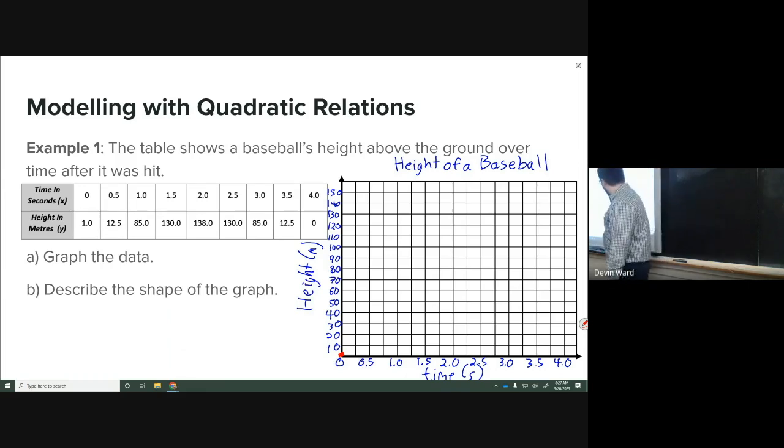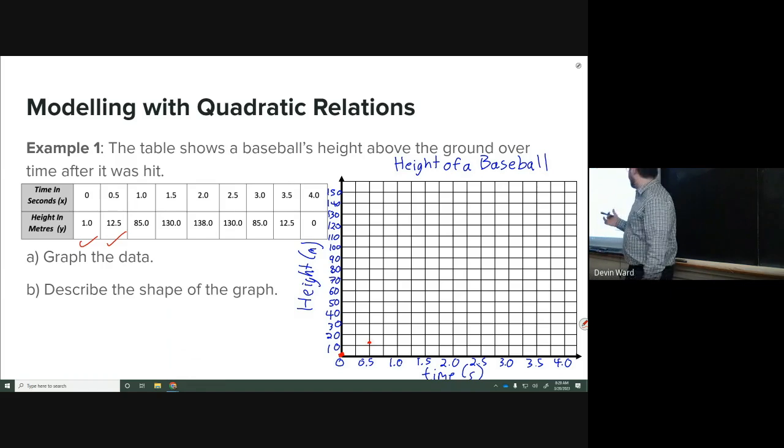Next, our y is 0.5, and we'll go up to 12.5. So go past 10, about a quarter of the way through the box. Maybe right about there. Okay, so we did the first 2 points. They don't have to be exact, but just make sure like you have 12.5 above 10 and below 20.